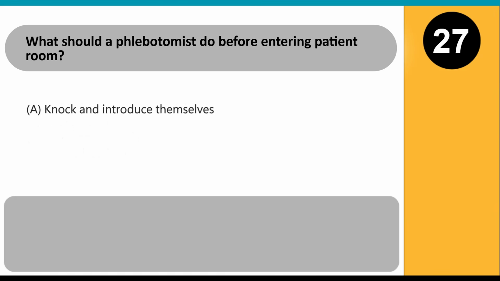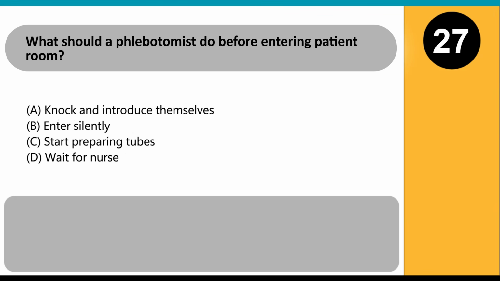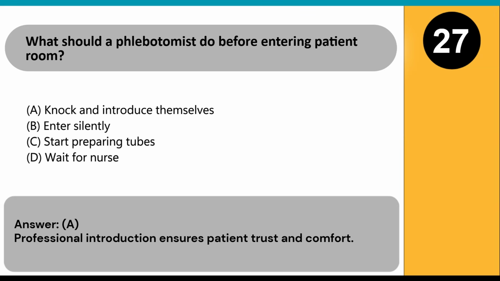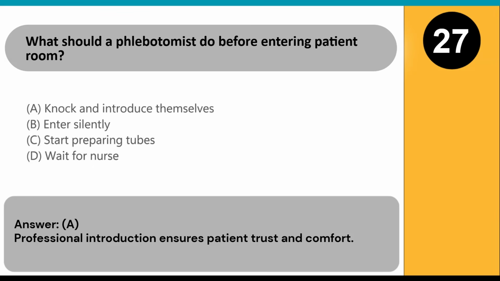What should a phlebotomist do before entering patient room? A. Knock and introduce themselves. B. Enter silently. C. Start preparing tubes. D. Wait for nurse. Answer A. Professional introduction ensures patient trust and comfort.